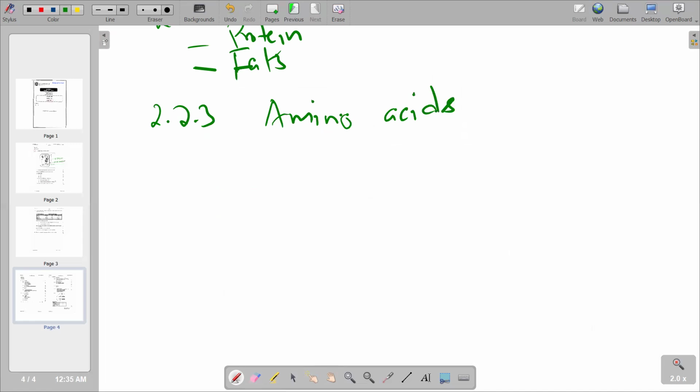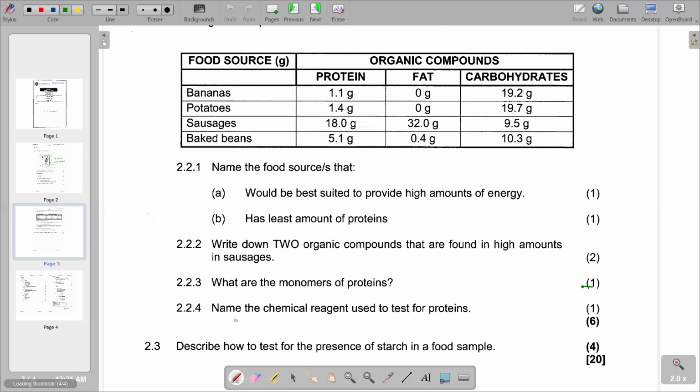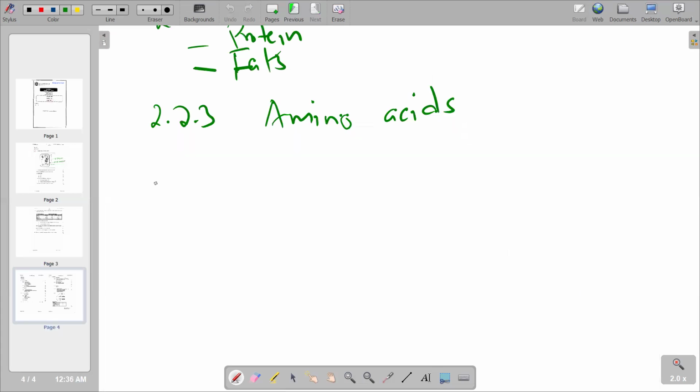So this is what we have. Then we go on to the next part of our question, which is now 2.2.4. Name the chemical reagent used to test for proteins. And this is the Biuret test. The Biuret test. So we can just indicate again, as we are seeing, this is 2.2.4.